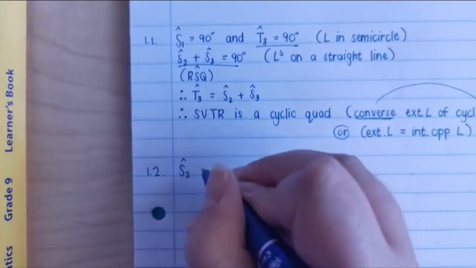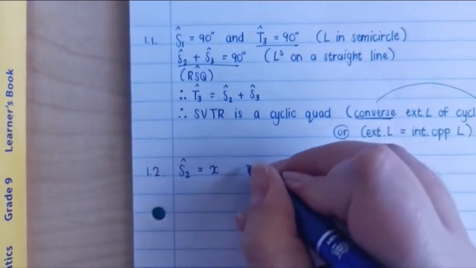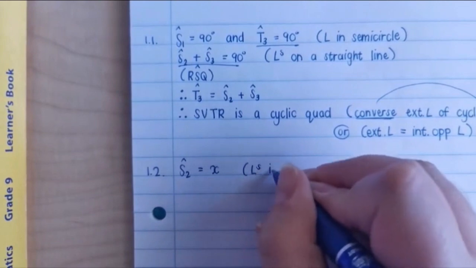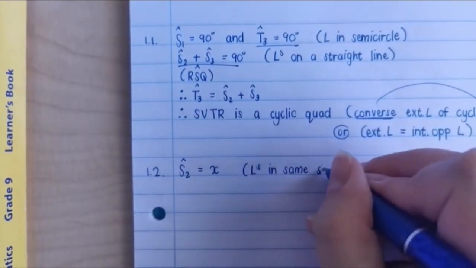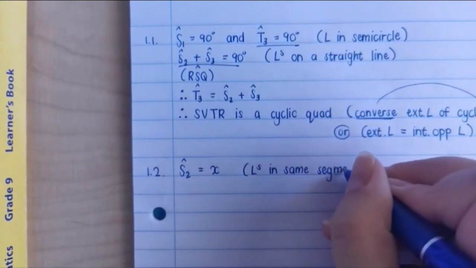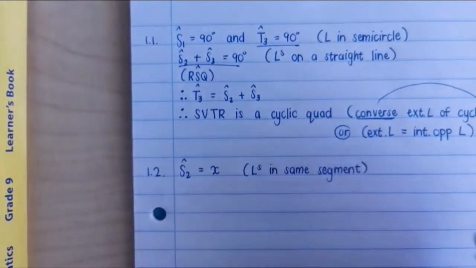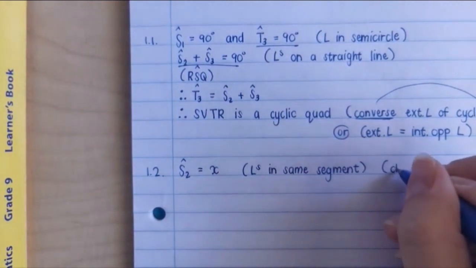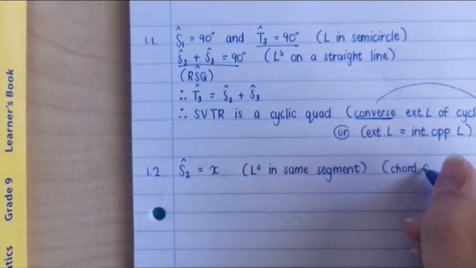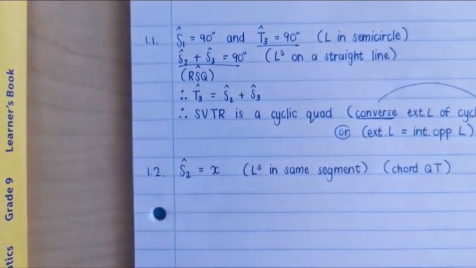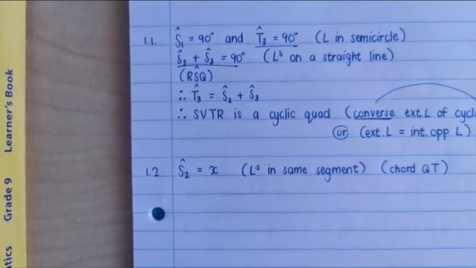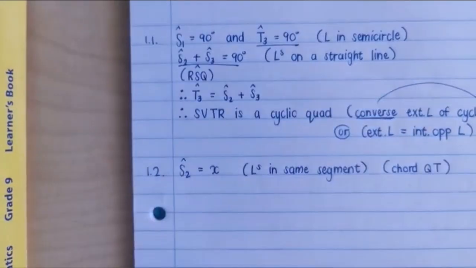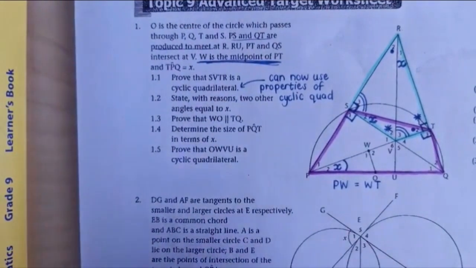S2 is equal to X, and the reason is angles in same segment. Now I am just going to add on the side here. You don't have to add it for marks, but if you are making notes, maybe just add that this is from chord QT, because P2 and S2 is equal to X. Okay, so now that is that S2 equal X there.